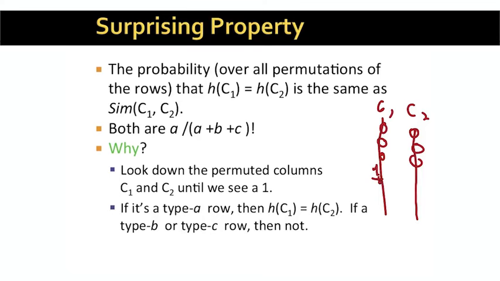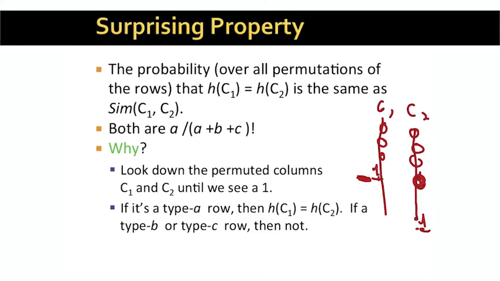Now, if we came first to a type A row, then the min-hash values for the columns would agree, because we'd have a 1 here. Okay, and they would both get this row as the min-hash value. If we come to a type B or C row first, where let's say there's a 0 here, then one of the columns, the first one with the 1, gets this row as its min-hash value, but the other column will have to wait until we see a 1, so it's definitely going to get something higher, and they will not have the same min-hash value.